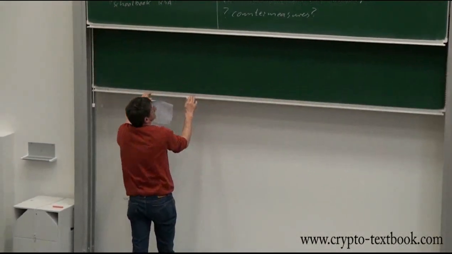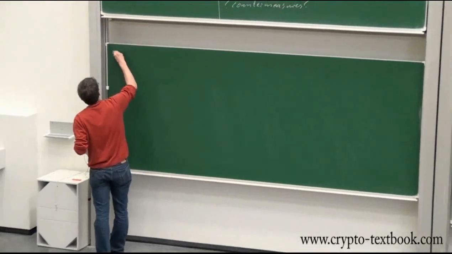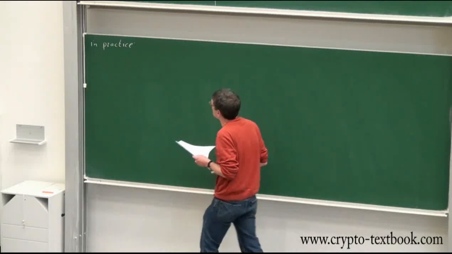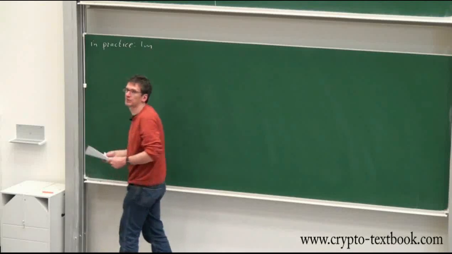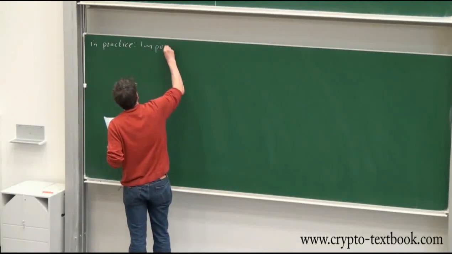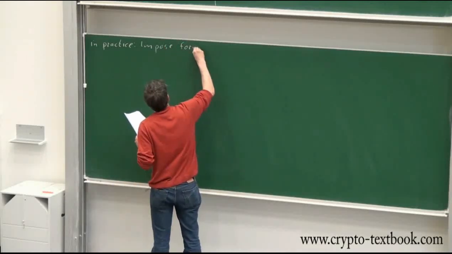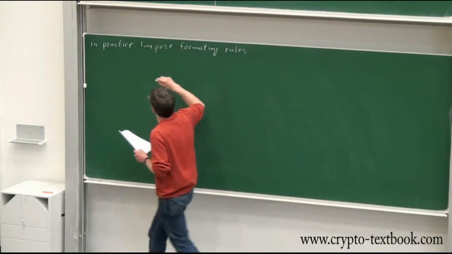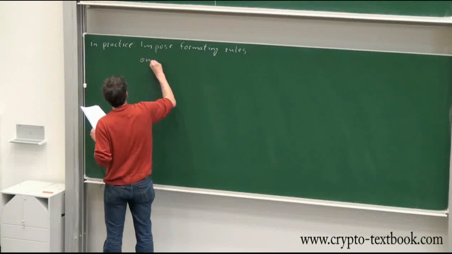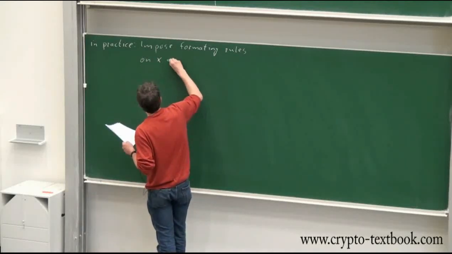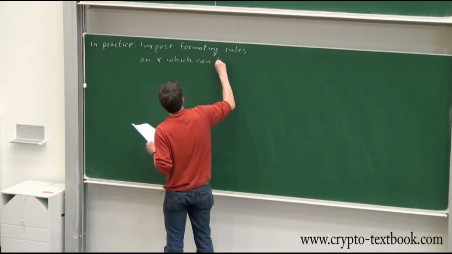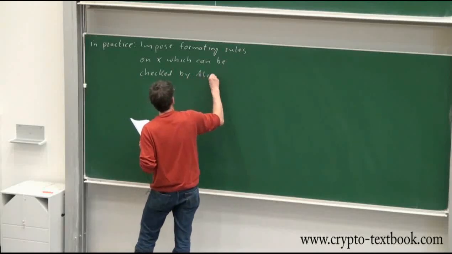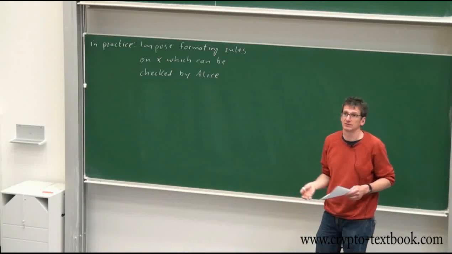So what you can do, and there's actually a very nice countermeasure. In practice, what's often done, how you can prevent the attack is, you impose, heißt auferlegen, erzwingen, you impose formatting rules on X which can be checked by Alice. What do I mean by formatting rules?